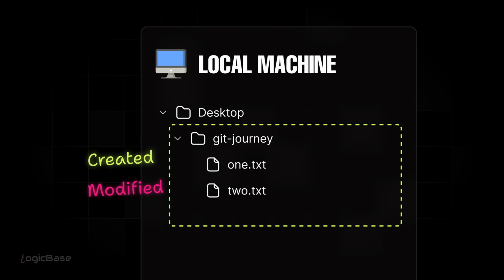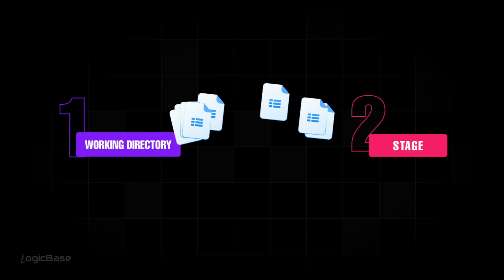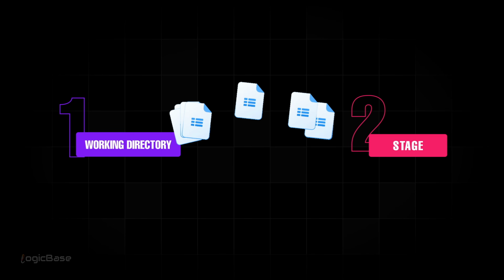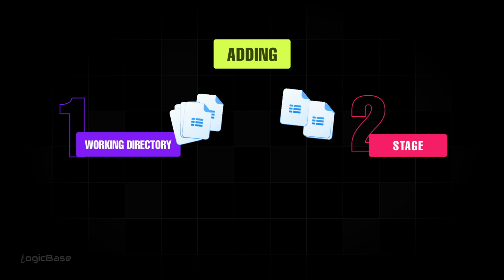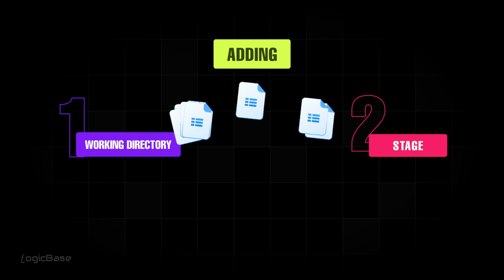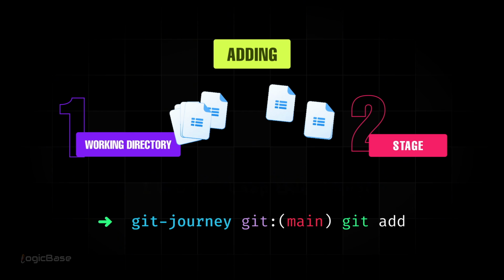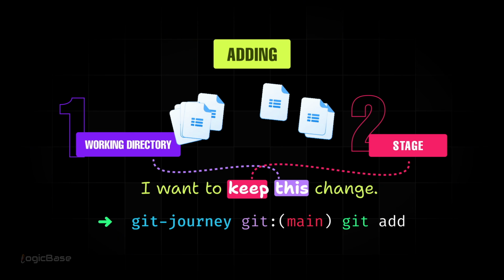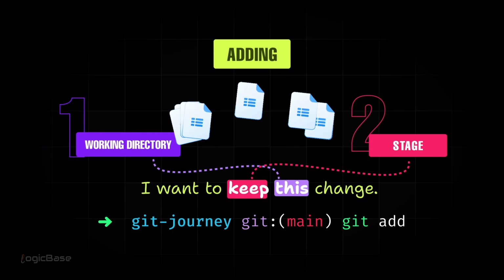Now, we are going to move them into the staging area. In Git's terminology, the process of moving changes from the working directory to the staging area is called adding. Simply put, git add means telling Git, I want to keep this change. So let's see how git add actually works.